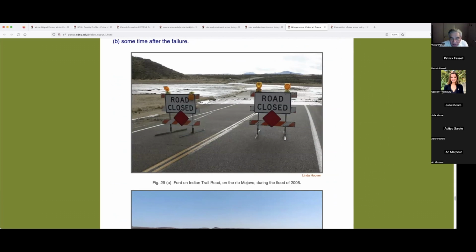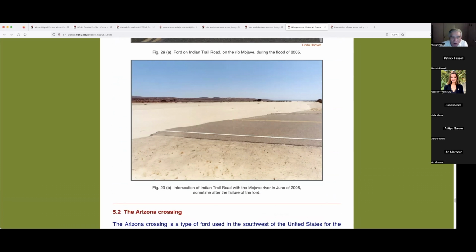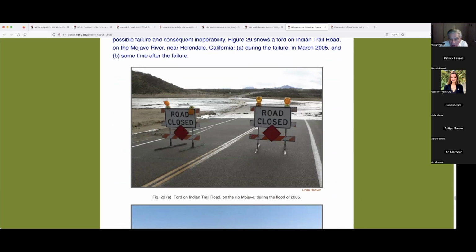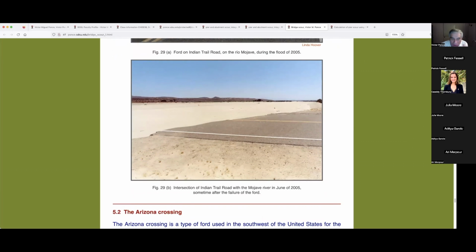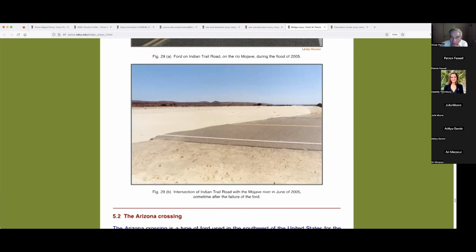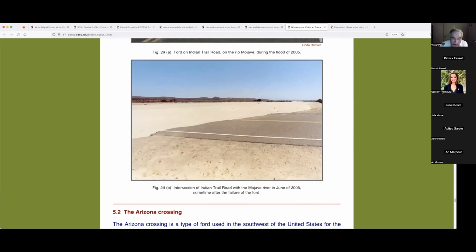This is the ford on Indian and the Mojave River in the flood of 2005, when it was starting to breach, and then a couple of weeks later, because I took this picture. I did not take this picture. This picture was taken by a neighbor in the area. She had a house a couple of blocks from the location, Linda Hoover, and she's the one that shared with me these pictures. I've shown you these pictures before already. So this is the intersection a couple months later, I believe. I was there in June, and the flood was in March.